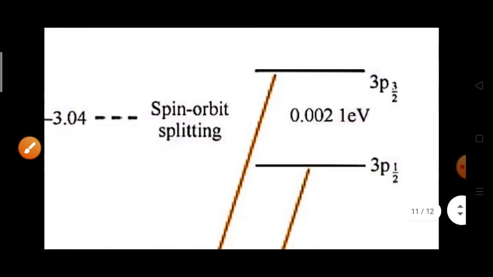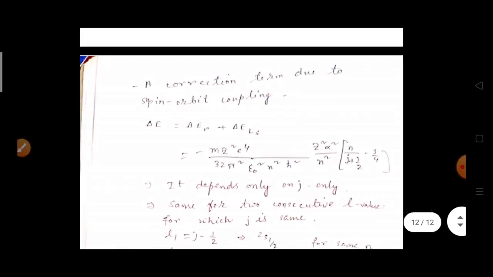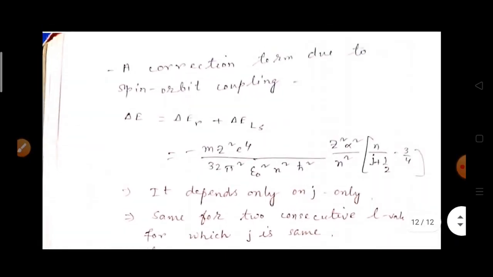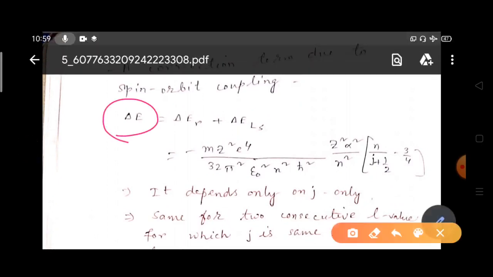Now you also have to consider the spin orbit coupling with this relativistic correction, which Sommerfeld didn't do at that time. So in modern physics, along with the relativistic correction, we need to add this spin orbit coupling or LS coupling interaction term, and this will give our delta E or energy difference value as minus m z square e to the power 4 by 32 pi square epsilon naught square n square h cross square into z square alpha square by n square into n by j plus half minus 3 by 4. Okay, this alpha is the fine structure constant.